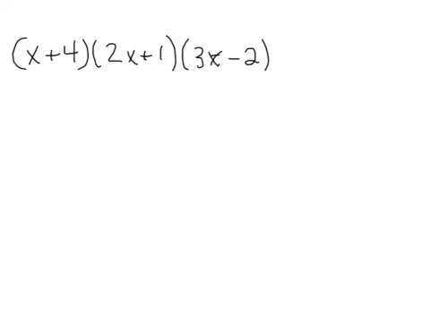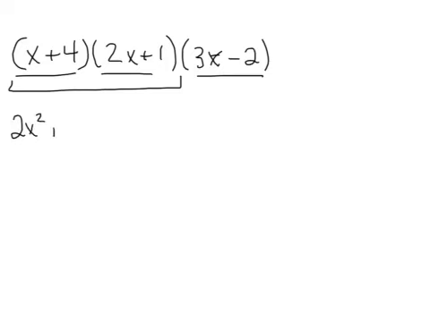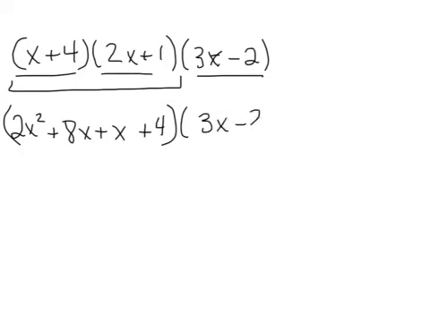When we see something like this, that is a polynomial times a polynomial times a polynomial, the best course of action is to handle two of the polynomials and then go back and multiply it times the third. So let's go ahead and FOIL our first two. We end up with 2x squared plus 8x plus x plus 4. All of that is still times 3x minus 2.